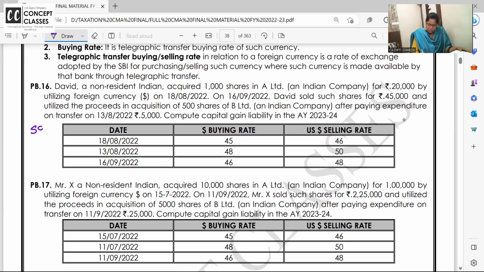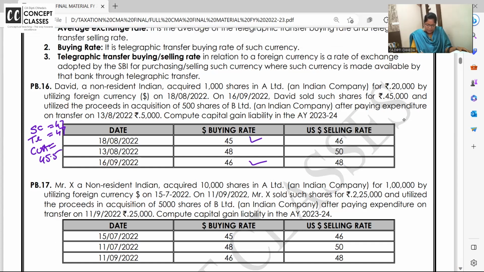Sale consideration, you will take which rate? 16th September, you have sold here. So this average rate, that is 47. Transfer expenses, which rate will you take? 47. Cost of acquisition, what rate you will take? 18th August, this one. That is 45.5. Okay, right. Compute the capital gain.